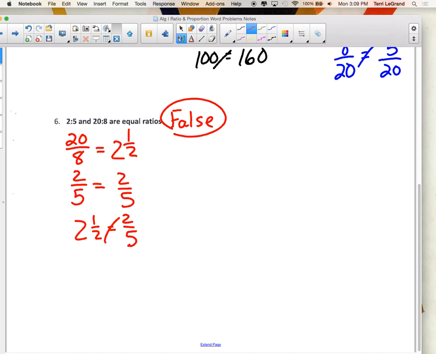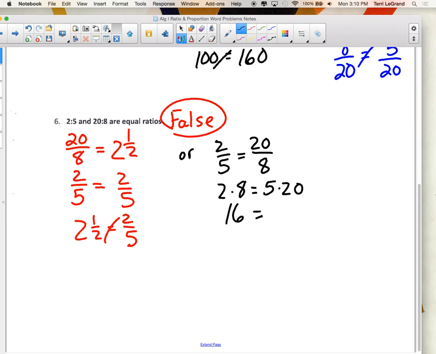Can we always do cross products? Absolutely, we can. If all else fails, we can always do cross products. So 2/5 equals 20 over 8. 2 is going to get multiplied times the 8. 5 is going to get multiplied times the 20. 16, 100. True or false? No. Not true. Okay, there's another way.